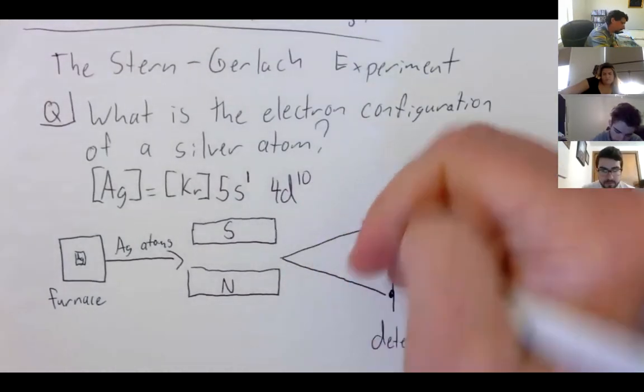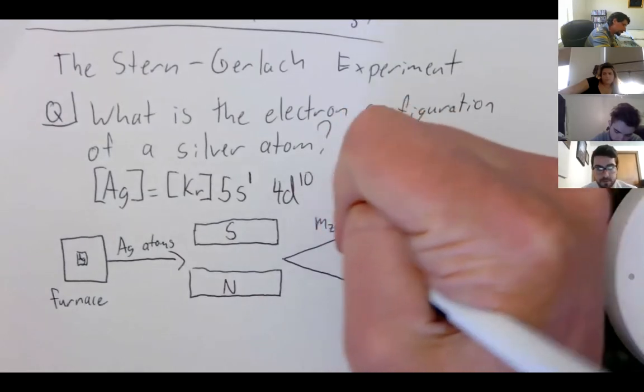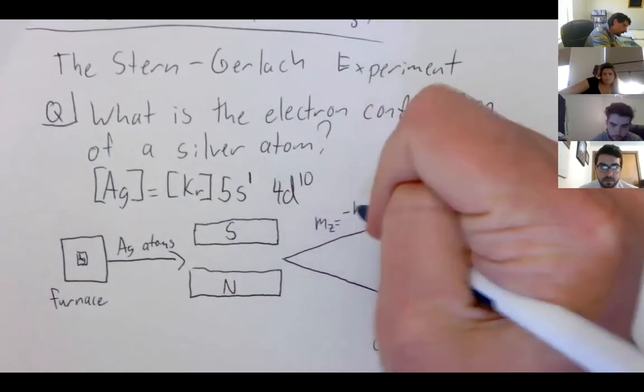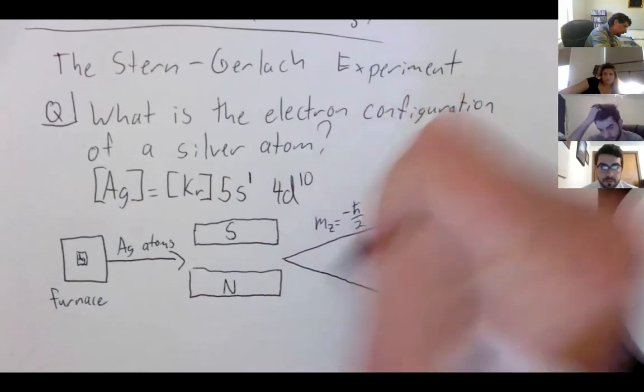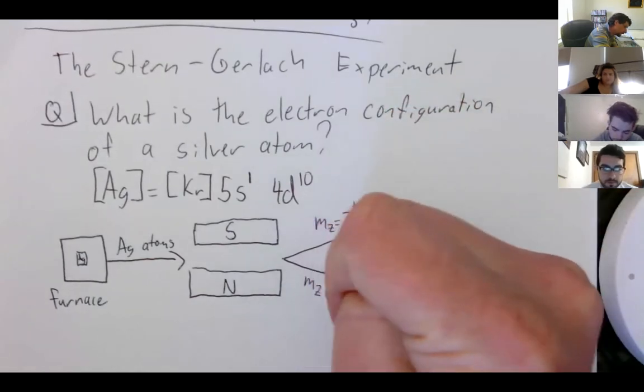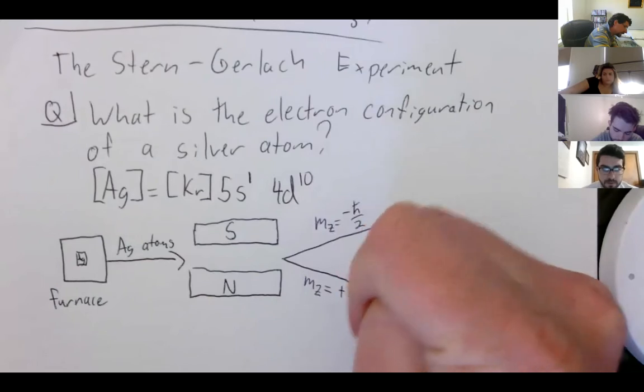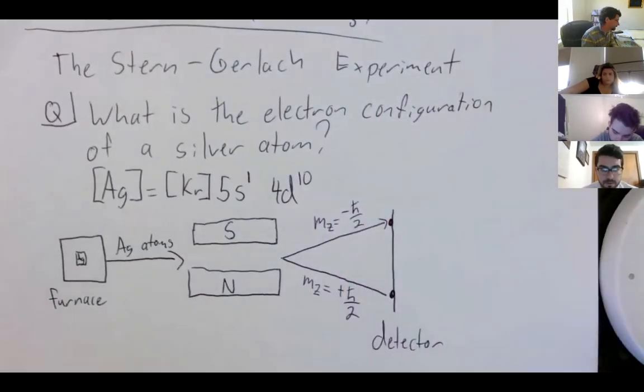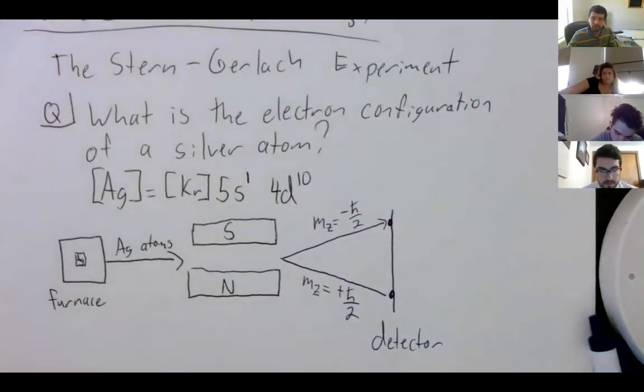The fields would separate. And what they found is this one had a spin of negative h bar over 2, and this one had a spin of positive h bar over 2. And this was pretty cool. So they did this experiment.